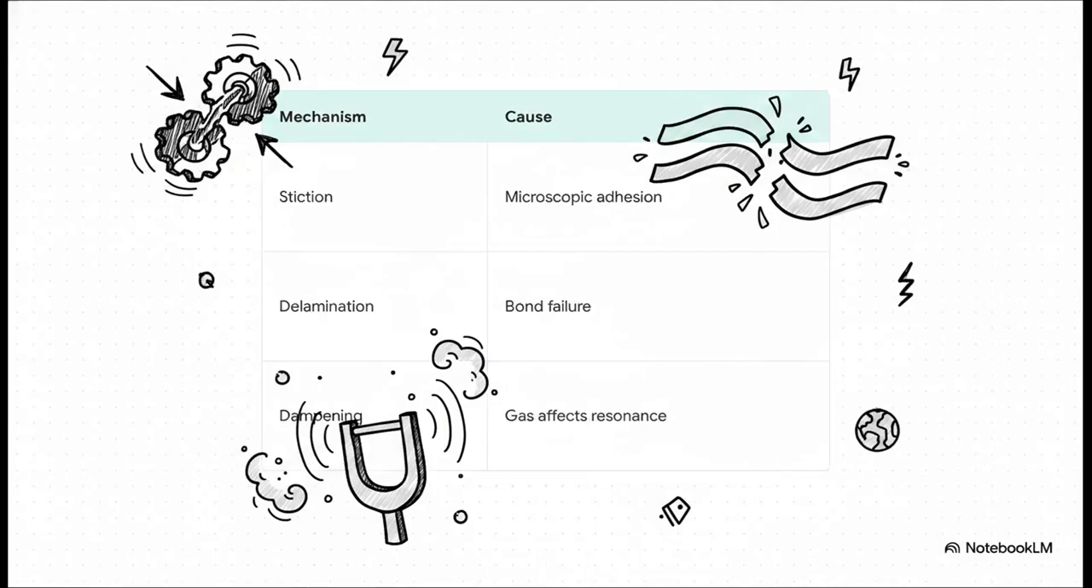And when that protection fails, the microworld breaks down in some pretty unique ways. We see three main failure mechanisms acting as constant adversaries for engineers here. The first is stiction. Because the parts are so impossibly small, microscopic adhesion forces cause moving surfaces to simply stick together permanently. The second is delamination, where the bonds between vastly different thin film materials just fail and peel apart. And finally, dampening. Because MEMS rely on perfectly tuned resonant frequencies, even atmospheric gases or outgassing from the packaging itself, or high-frequency ultrasonic wire bonding can alter the frequency and ruin the sensor's accuracy. It is a constant, ongoing battle against friction and the environment.